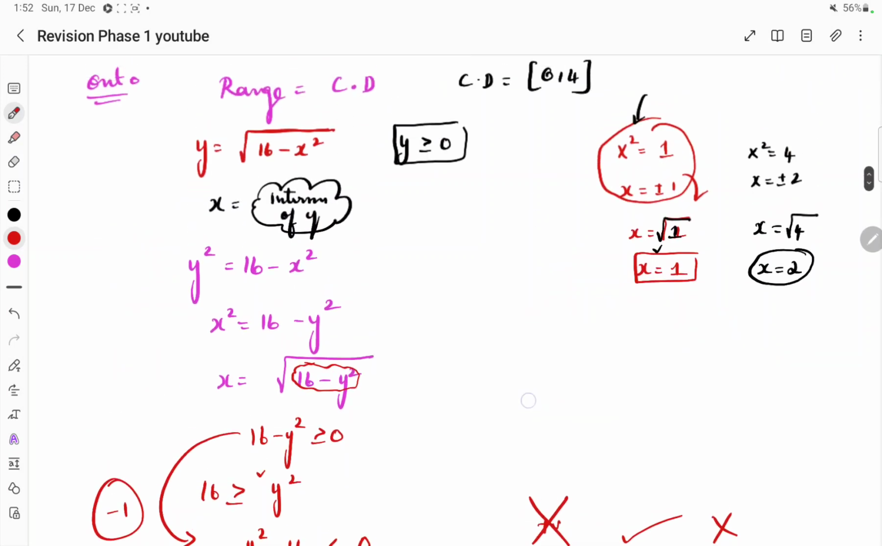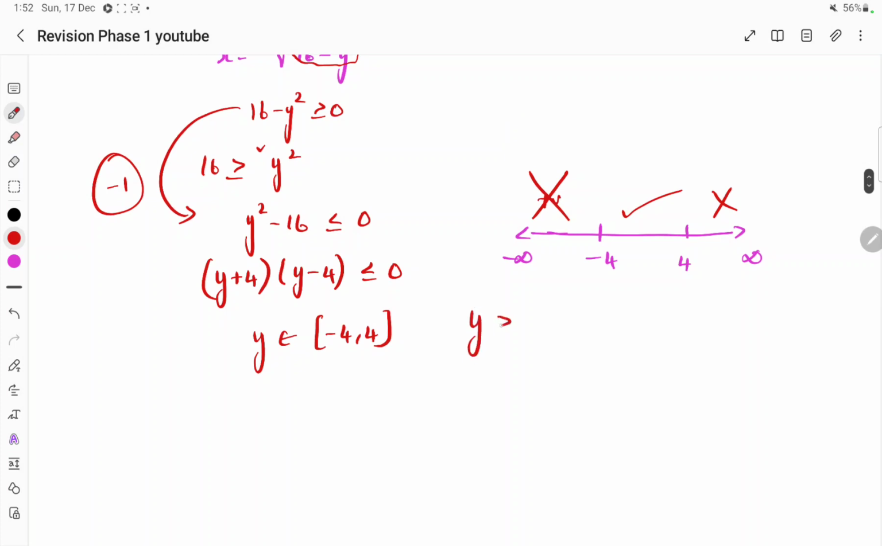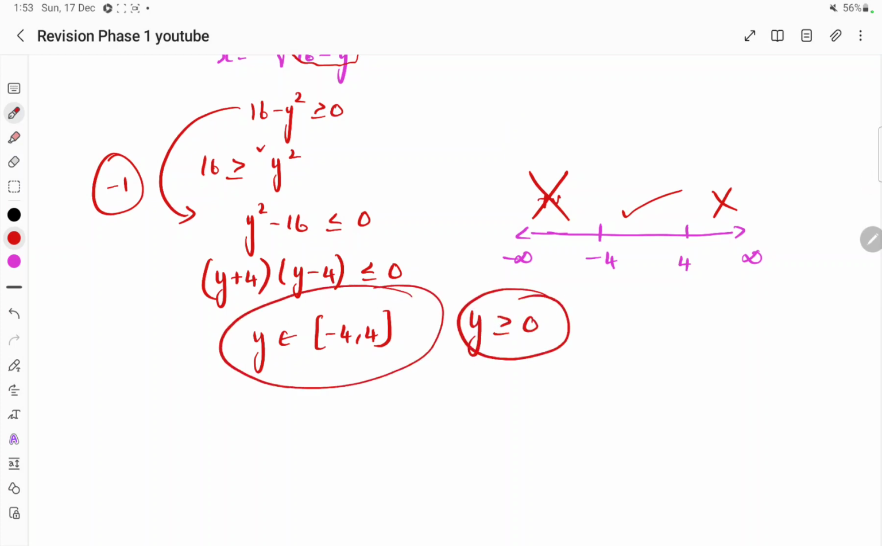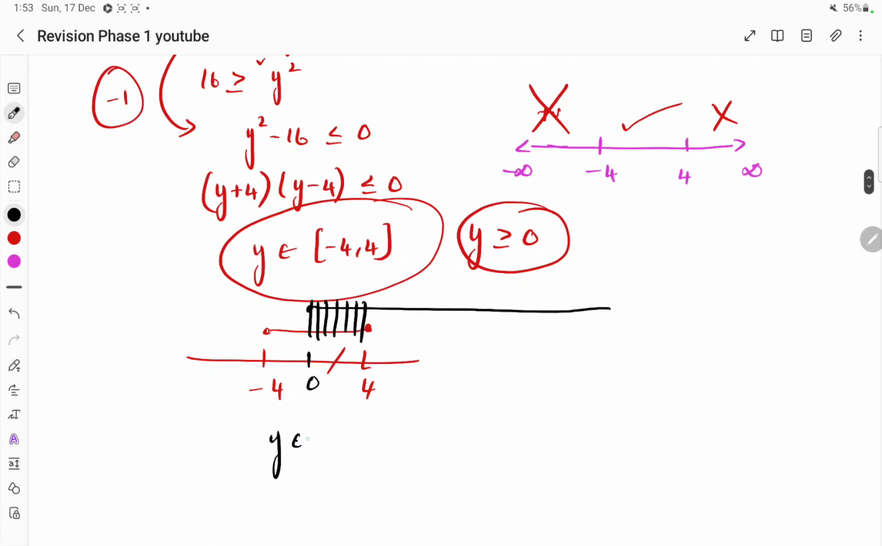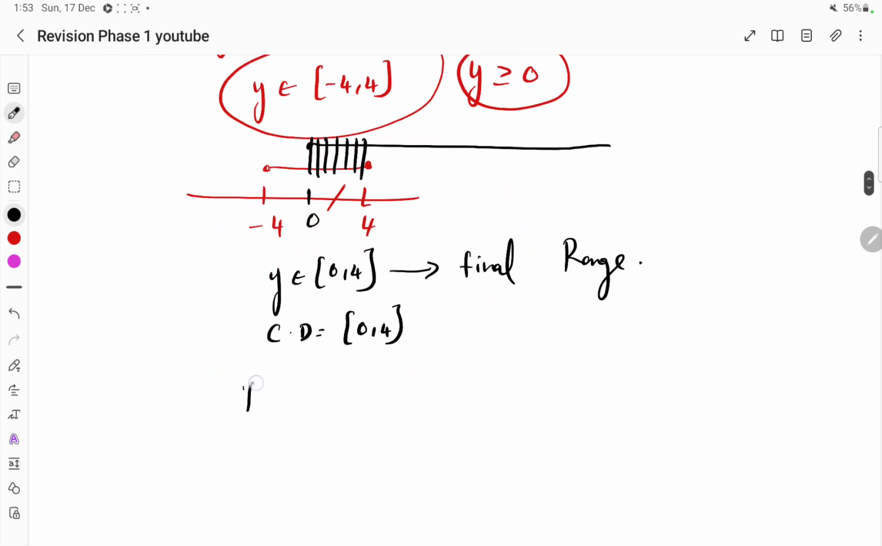As well as we have y greater than or equal to 0 here itself, which means after combining these two, minus 4 to 4, this entire thing, from here to here, and in between 0, so greater than or equal to 0, the intersecting part only we have to take. So y belongs to 0 to 4. So this is the final range, and codomain is also 0 to 4. So range equal to codomain we got. So if range is equal to codomain, then it is onto. So that's all.